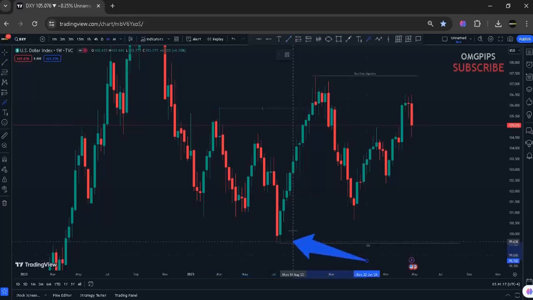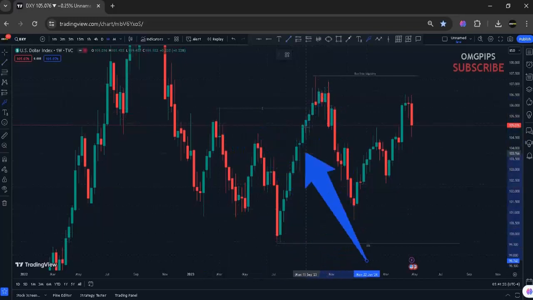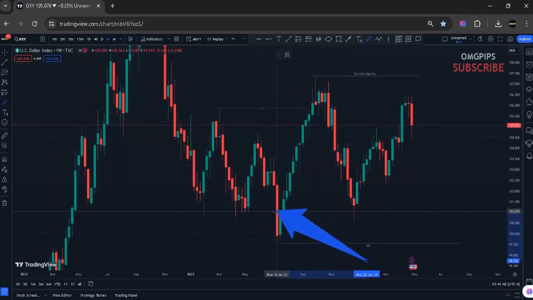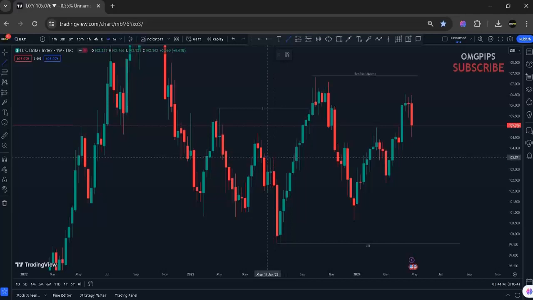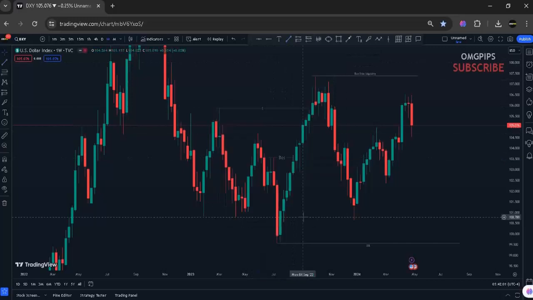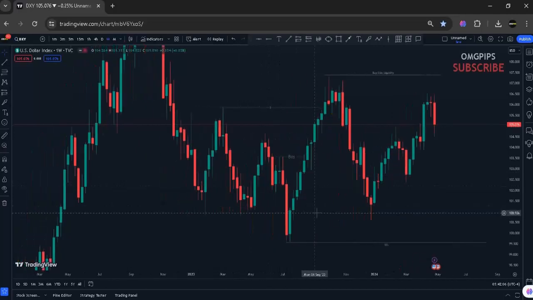Price started moving from here, went all the way up. We took out this external liquidity, and then it started correcting this impulse move. Once it started correcting that impulse move, it came down and mitigated PDRA and this discount area of price. So we look for our first break of market structure, our first break of structure, which is this one right there.